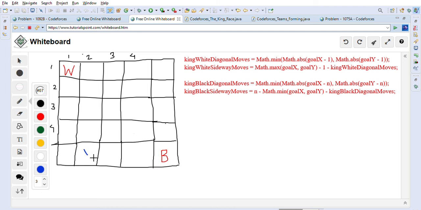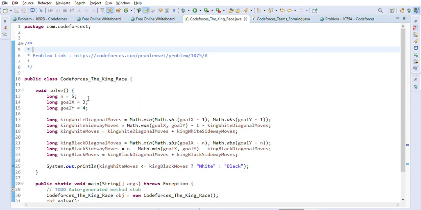Let's say if we put this one, which is 5 comma 2, then the black king will reach there fast. Only in 3 moves he will reach here. This guy will take 1, 2, 3 and 4. So black king will be the winner for 5 comma 1. So let's just execute that one.